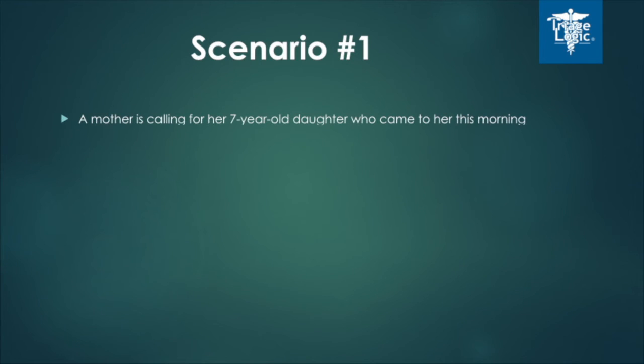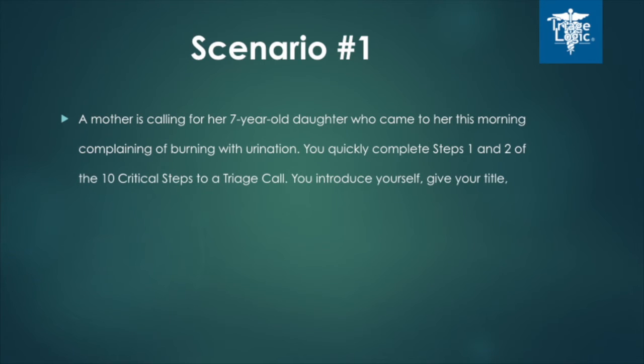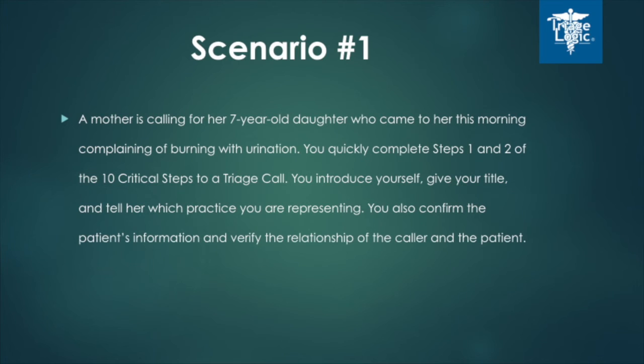A mother is calling for her 7-year-old daughter who came in this morning complaining of burning with urination. You quickly complete steps 1 and 2 of the 10 critical steps to a triage call. You introduce yourself, give your title, and which practice you are representing. You also confirm the patient information and verify the relationship to the caller and the patient. Now you are on to step 3, collecting a brief past medical history.